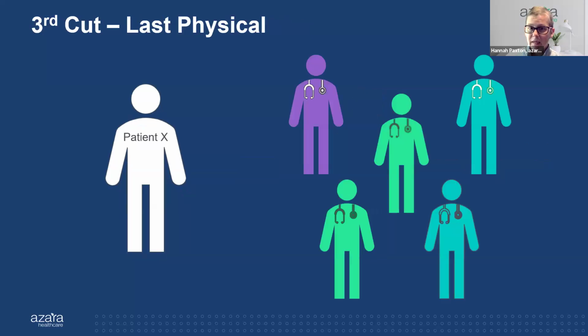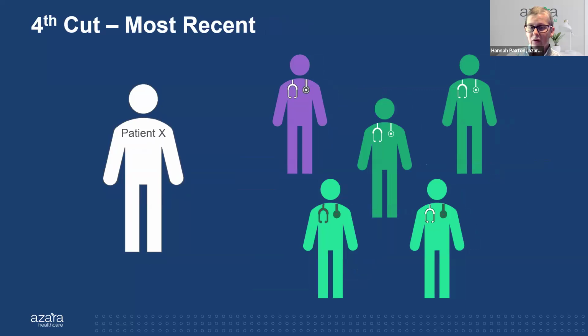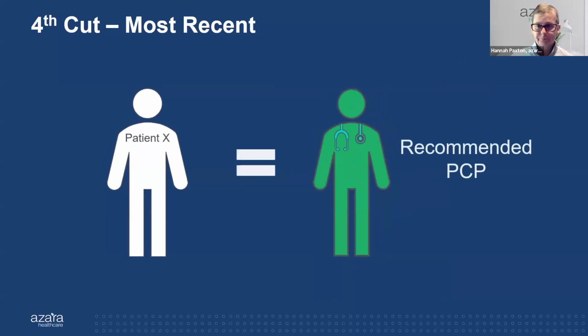The third cut is who performed the last physical. In this situation, the patient has again seen 3 providers and the last physical was performed by this light green provider here. And so DRVS will recommend that provider as the PCP. And then finally, again, no clear majority: the patient has seen the light green provider, the dark green provider, the purple provider. We're going to recommend the provider that the patient saw most recently. Any questions about that?